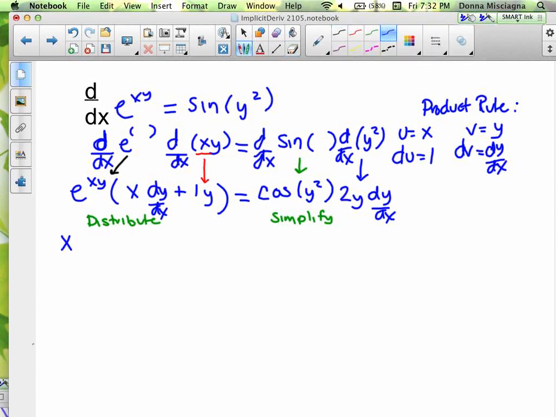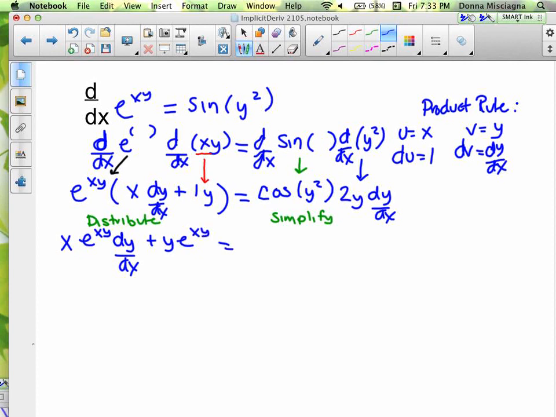So we have e to the xy times x dy/dx is just x times e to the xy, dy/dx. That looks better. e to the xy times y is going to be y e to the xy.